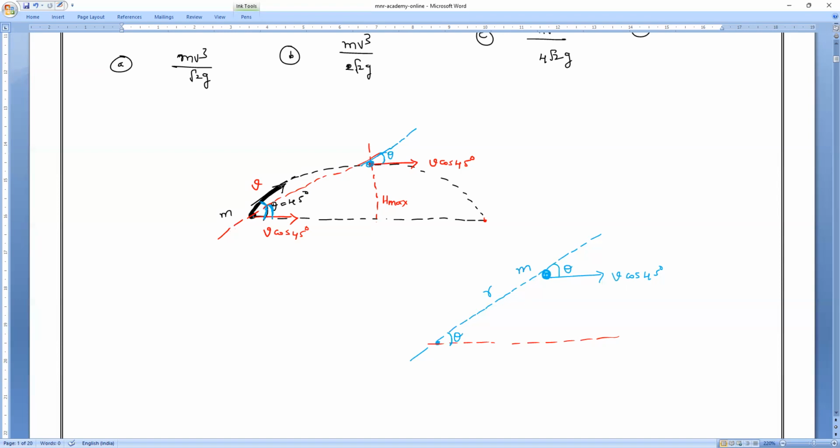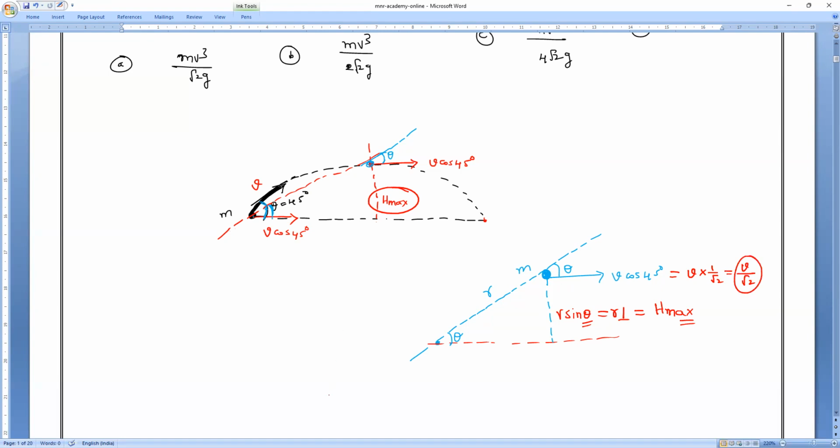Now they are asking for the angular momentum at this maximum height. This height we used to call r sin theta, which is equal to r perpendicular. R perpendicular is equal to H max. Understanding? Now what is the horizontal velocity? V into cos 45, and cos 45 is 1 by root 2. So V divided by root 2.